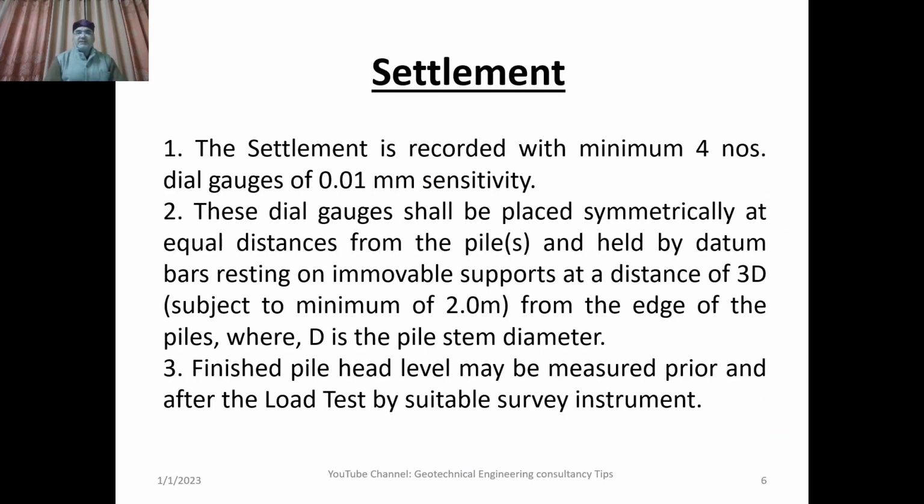Now, the settlement. The settlement is recorded with minimum 4 number dial gauges of 0.01 mm sensitivity. These dial gauges shall be placed symmetrically at equal distances, which I have shown you in my previous slide, from the piles and held by datum bars resting on immovable supports at a distance of 3D subject to minimum of 2 meter from the edge of the piles, where D is the pile stem diameter.